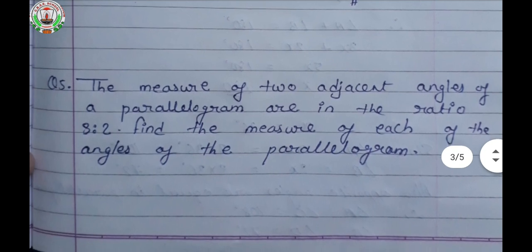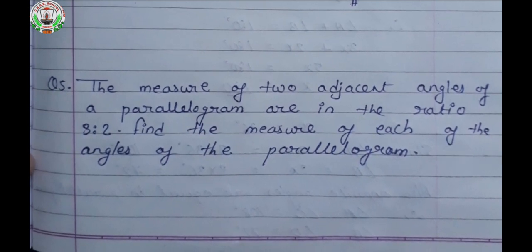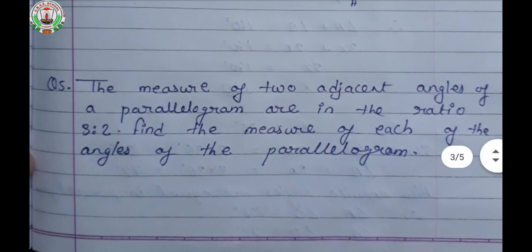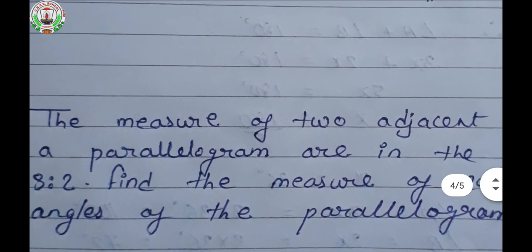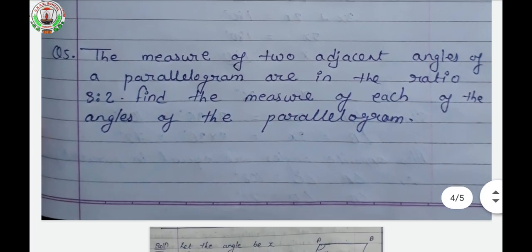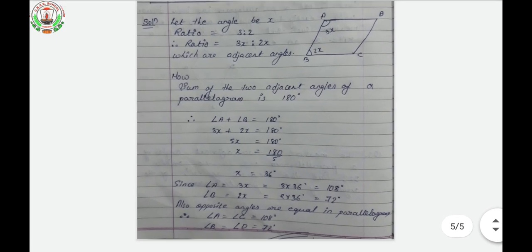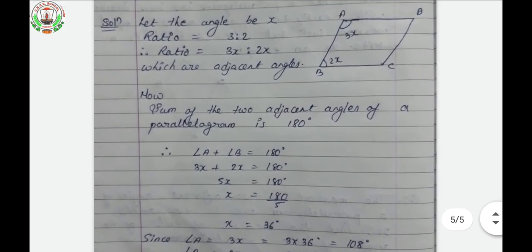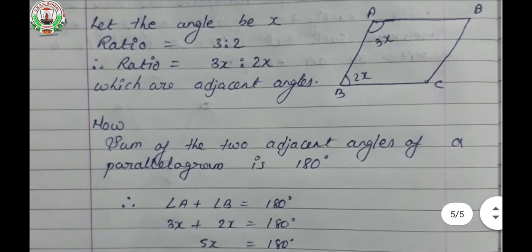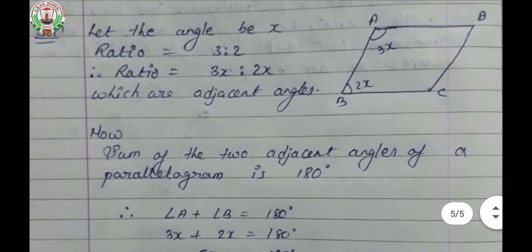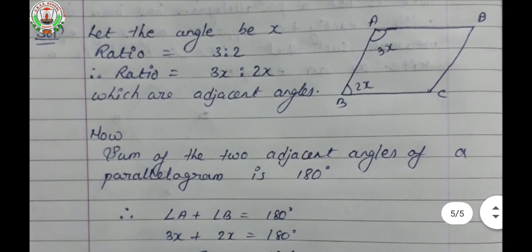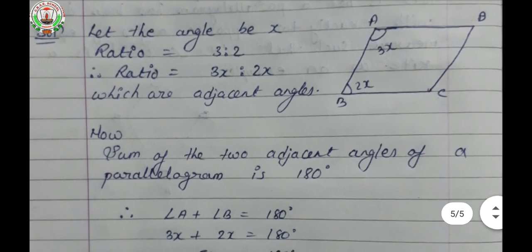So have you understood what you have to do? Here the ratio is given 3:2, isn't it? And you have to find the angles. So first what are we going to do in this? First we are going to consider the angle. That is, let the angle be x. Okay, here we are going to consider let the angle be x. Okay, so the ratio is 3:2. So when we are considering the angle as x, the ratio will change in the form of x, isn't it?